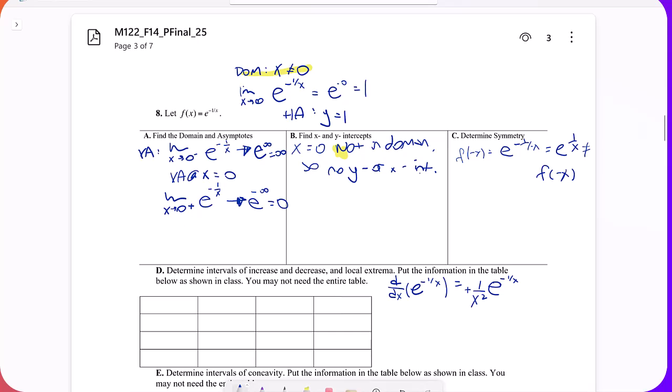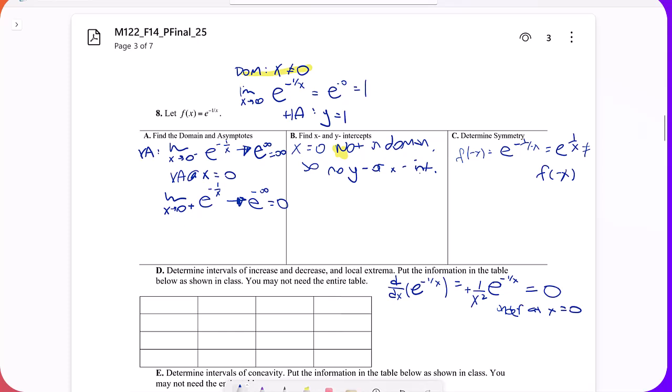Okay. So the critical values, we set it equal to 0, and you get either 0 or undefined. Now we know this thing is not going to be equal to 0, so undefined at x equals 0, right? So to find intervals of increasing and decreasing, we have to take a look at 0 as our demarcation point.